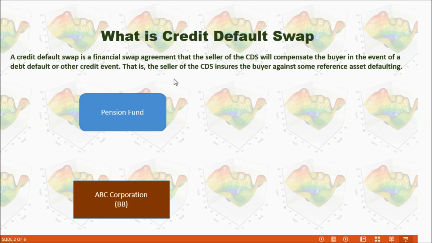Now, let's pretend you are a fund manager in a pension fund and you want to invest in a corporation called ABC with a credit rating BB. If you purchase a bond from ABC Corporation, in case ABC Corporation goes bankrupt, you might lose all your investment.